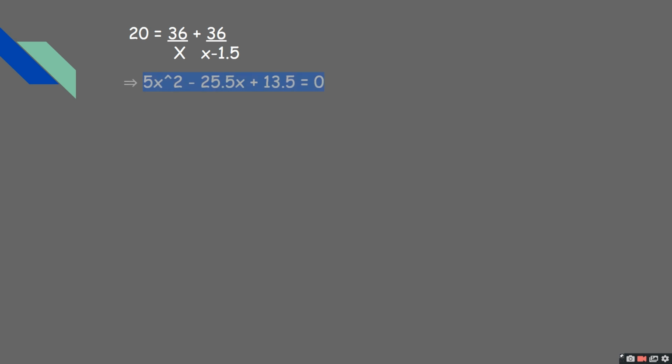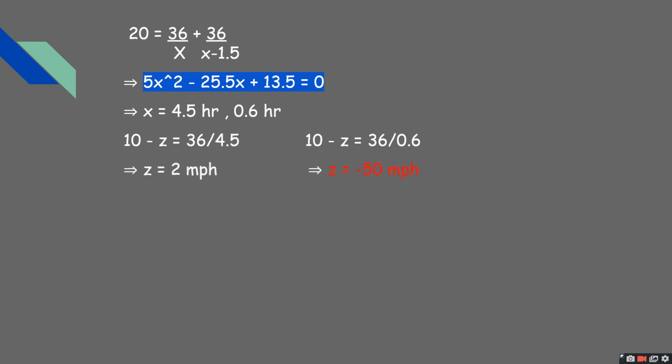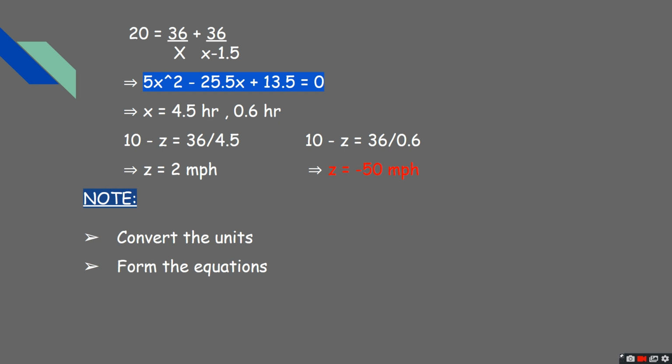By simplifying this, we get 5x square minus 25.5x plus 13.5 equals 0. Find the roots of x. We get 4.5 and 0.6. By substituting x in any one of the equations, we get z equals 2 miles per hour and minus 50 miles per hour. Speed is not negative. Hence, the speed of the stream is 2 miles per hour. Note, convert the units into the appropriate one and form the equations accordingly. Using this, we can solve the problems easily.